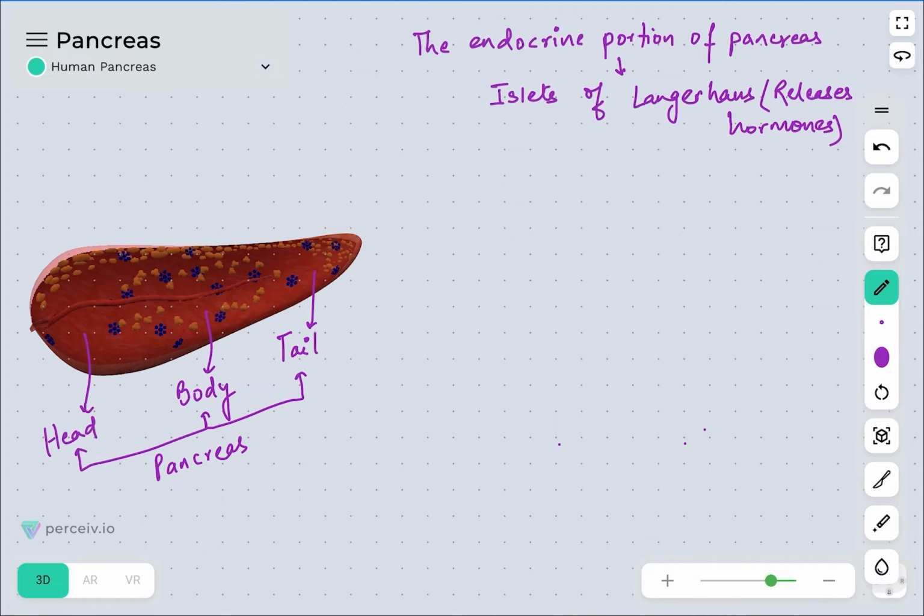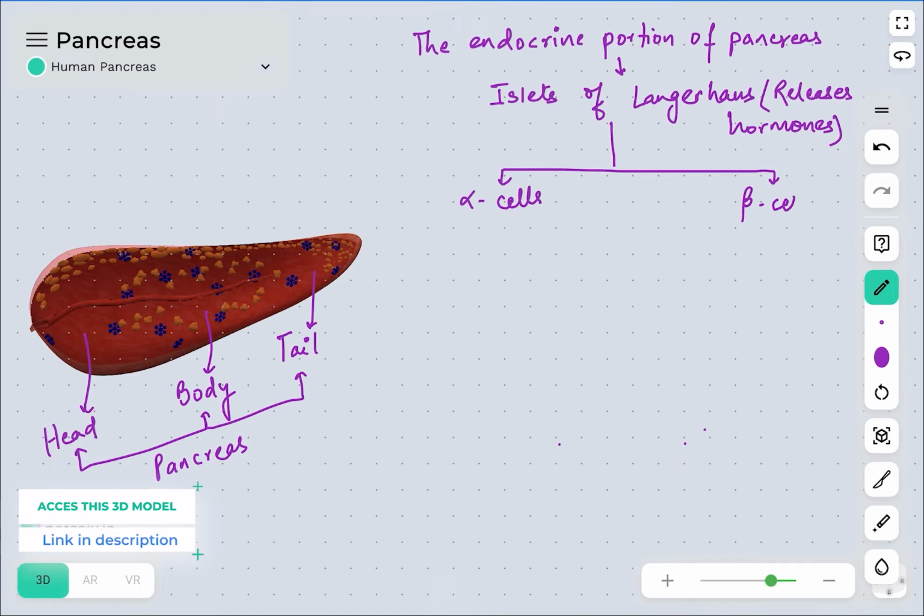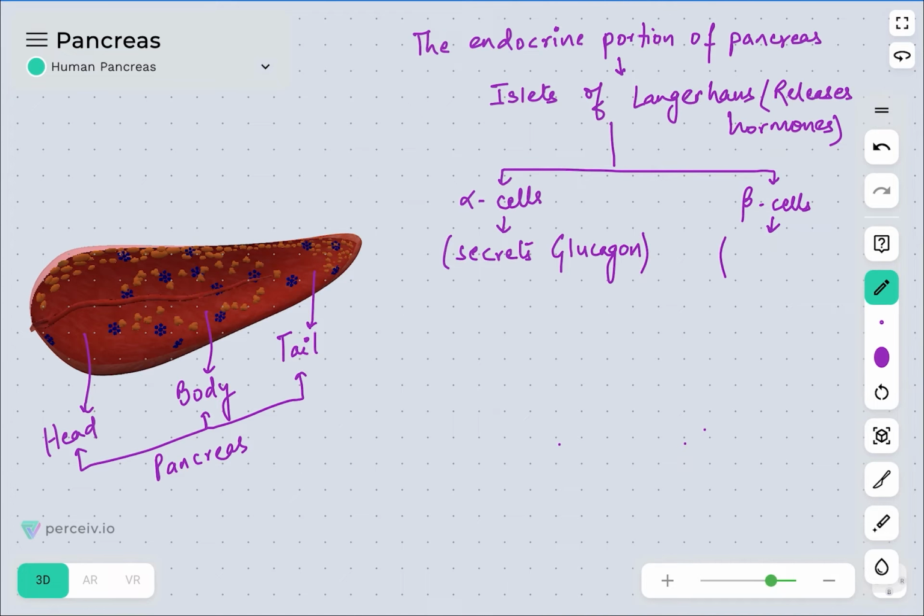Alright, so we have seen its two cells. So we'll just bifurcate those: alpha cells and beta cells. Now the alpha cell is basically responsible for secreting the hormone glucagon, and the beta cell is basically responsible for secreting the hormone insulin.